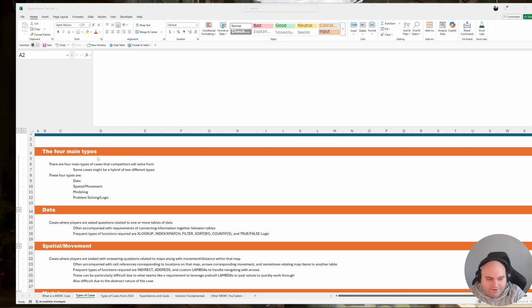Last time I went over what a typical MEWC case looks like in terms of structure. I also went over the four main types of cases that I believe to be a theme in the esport itself. And just to briefly go over them again, they're data, spatial slash movement, modeling, and problem solving slash logic cases.